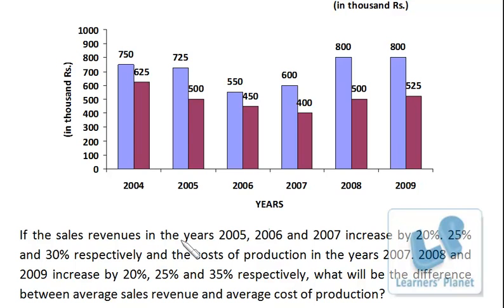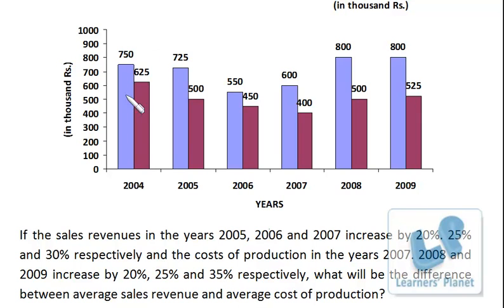If the sales revenue in the years 2005, 6, 7 increases by this respectively, and the cost of production increases by this respectively, what will be the difference between average sales revenue and average cost of production? Okay, to save time, we find out the individual differences and then take the average, because ultimately there are 6 data, so we'll divide the entire difference by 6 to get the average difference between sales and cost.